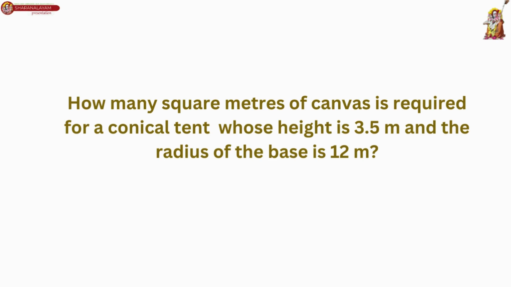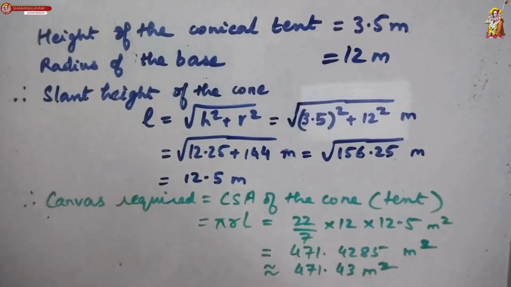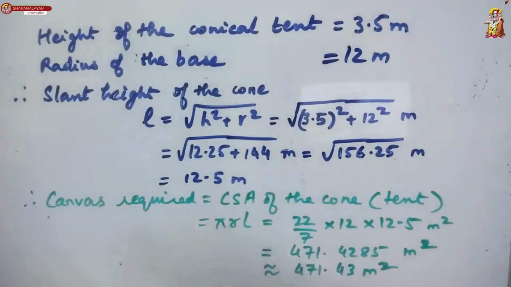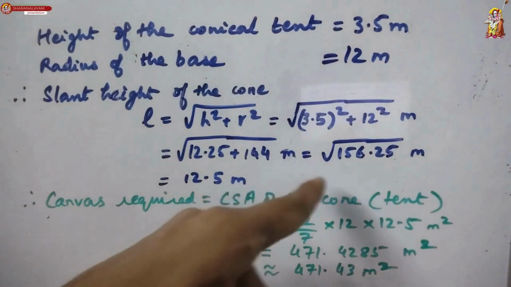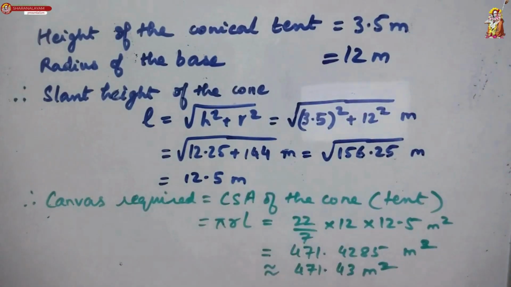So in order to find out the curved surface area, we have to first find the slant height. Let's work it out. So height of the conical tent is given to be 3.5 meters. The radius of the base is 12 meters. So the slant height of the cone L will be equal to square root of h square plus r square. Working that out, we get it as 12.5 meters.